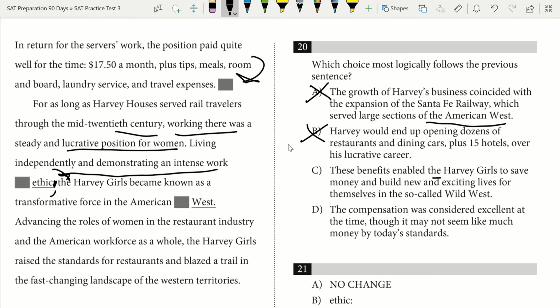The benefits enabled the Harvey girls to save money and build new and exciting lives for themselves in the so-called Wild West. Yes, that's a great answer. We're continuing our discussion of the Harvey girls because we don't want to be talking about Harvey's business at this point. And then we look at option D. It says the compensation was considered excellent at the time, though it may not seem much like today's standards. We already said that, so that would be repetitive and redundant to say it again.